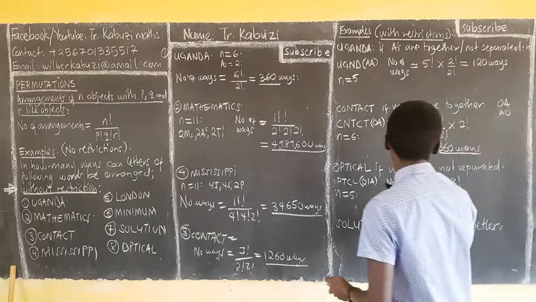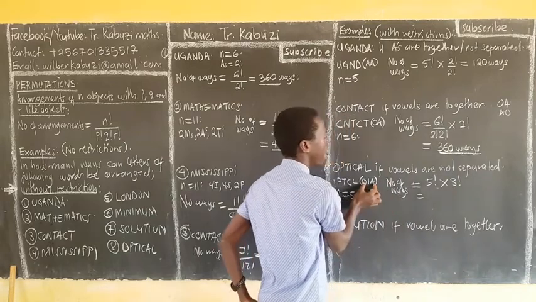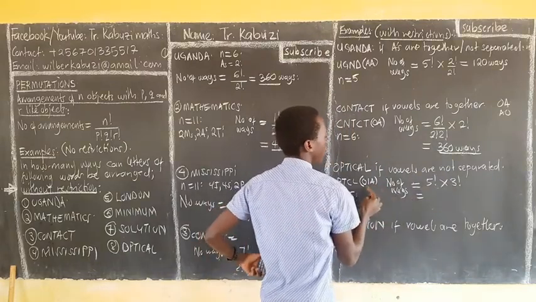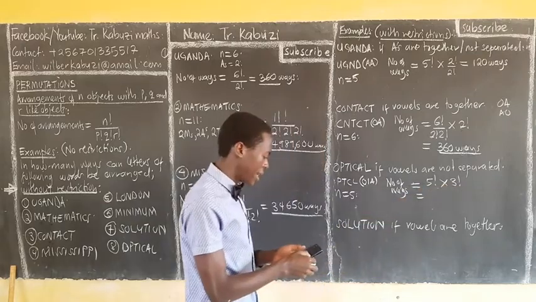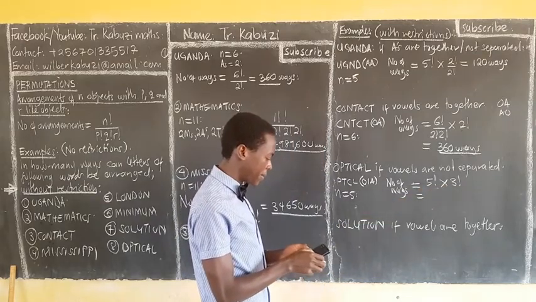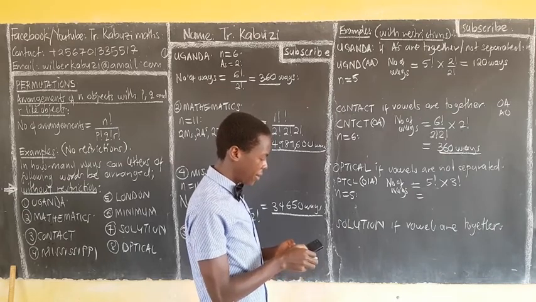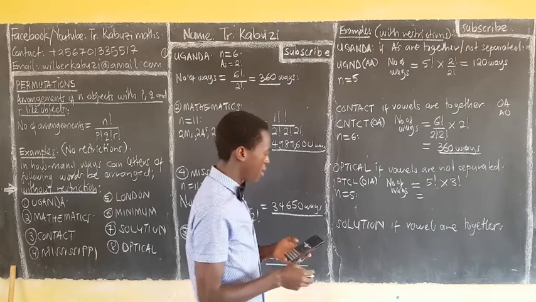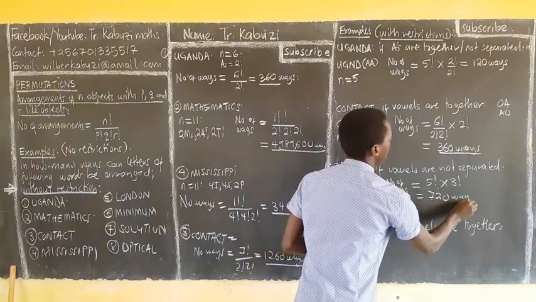So then here, you just press your calculator. I'm multiplying by 3 because this can be arranged in 3 ways. And nothing is repeating in here. That's why I'm not dividing with anything. So I'll be having now 5 factorial times 3 factorial. Here I'm having 720 ways.